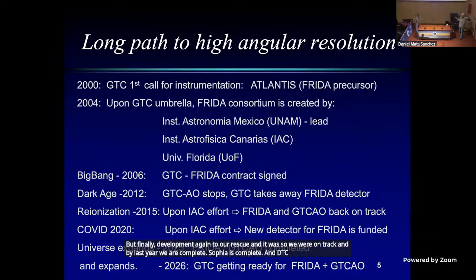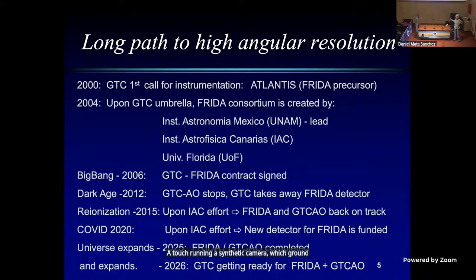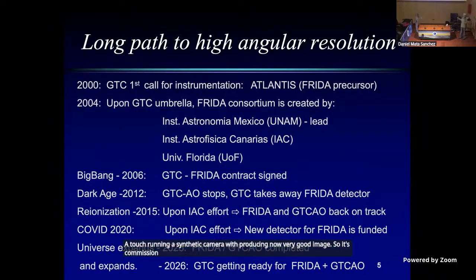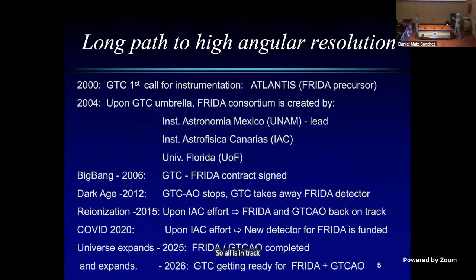GTCO is complete. It's a telescope, and it's operating. It's attached to a scientific camera, which is Grand Prix, and is now producing very good images. So it's commissioned. This camera, Grand Prix, will be used to commission GTCO and the telescope. So all is on track, and now we are a bit on the line of GTC as well.